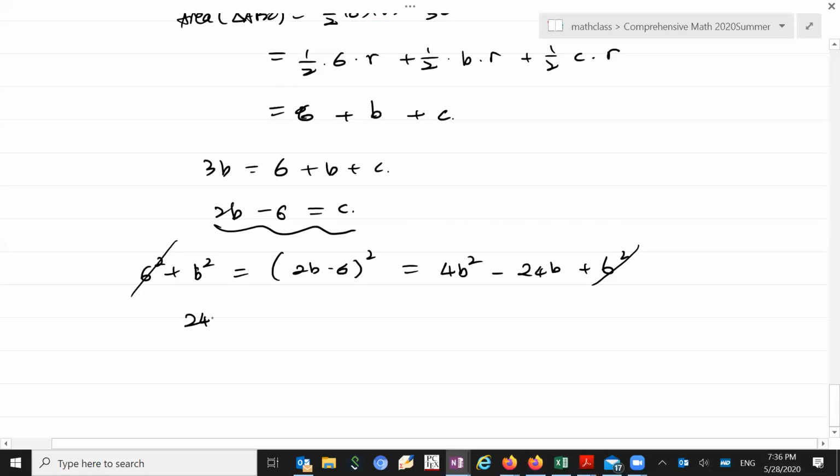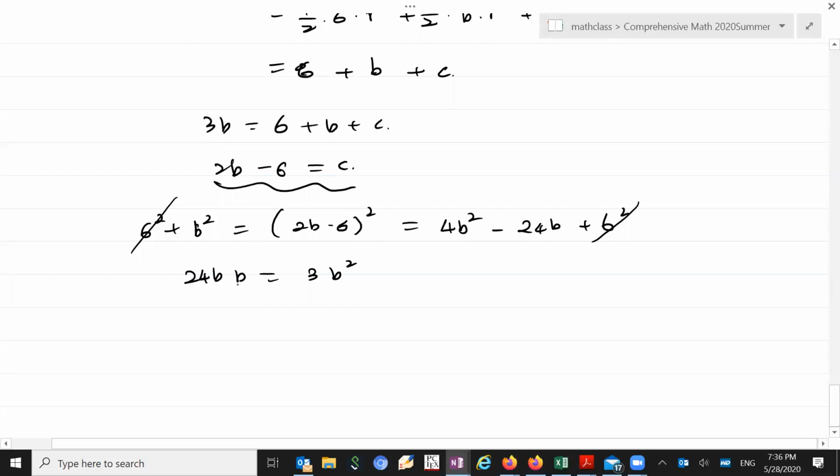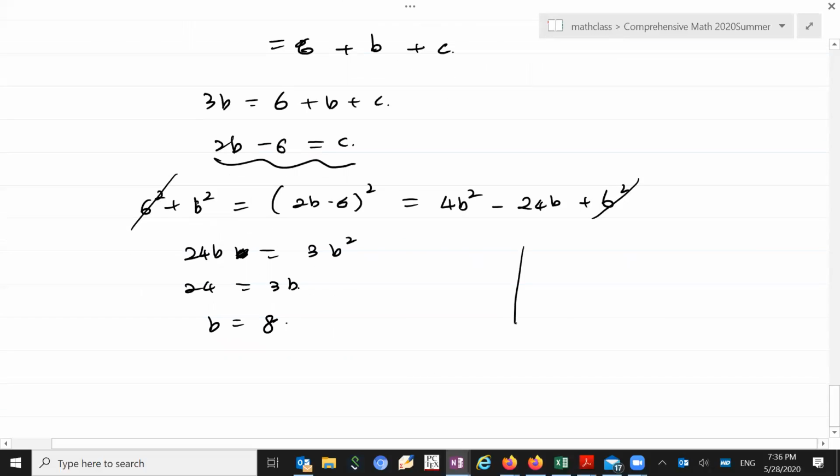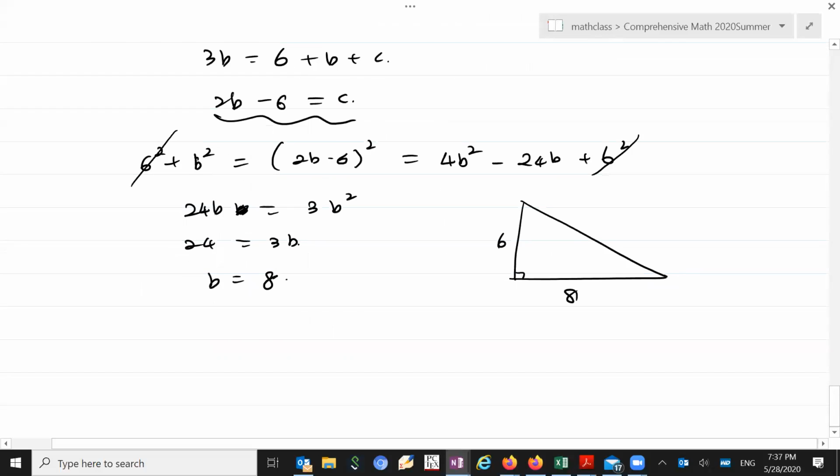I can move 24b, and here's 3b squared. And I can get rid of b. 24 equals 3b, and the b is going to be 8. So we solve. We find this triangle. This side is a 6, that side is 8. And clearly the other side. So now we find this is a standard right triangle. So the area of triangle ABC is going to be half of 6 times 8. Okay, it's going to be 24.